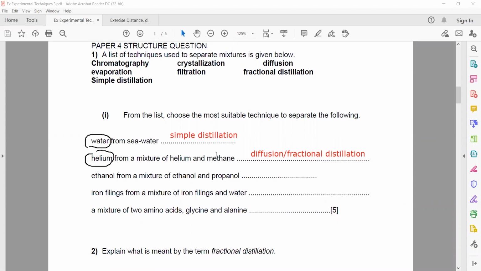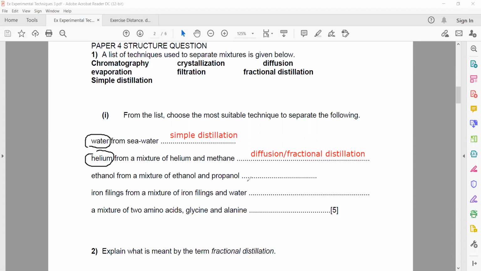If you want to separate two or more miscible liquids or two or more gases which are mixed together, we can use diffusion specifically for gases, and fractional distillation if they are miscible, they mix with each other. So first we convert the gas into liquid and then separate them on the basis of the boiling point.